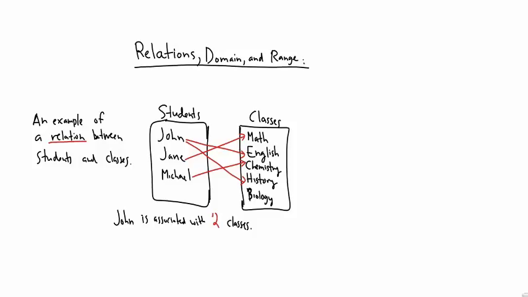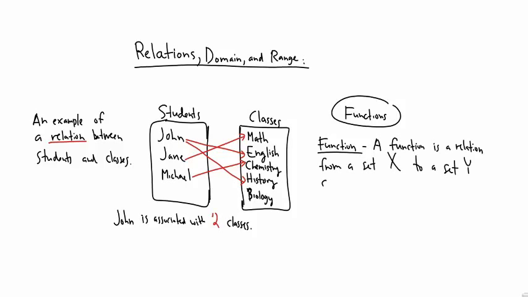In mathematics, we're interested in certain relations. These are called functions. Here's the definition of a function. It's not just any relation. Functions want to avoid relations like these. We don't want an element, a student here, to be associated with more than one class.